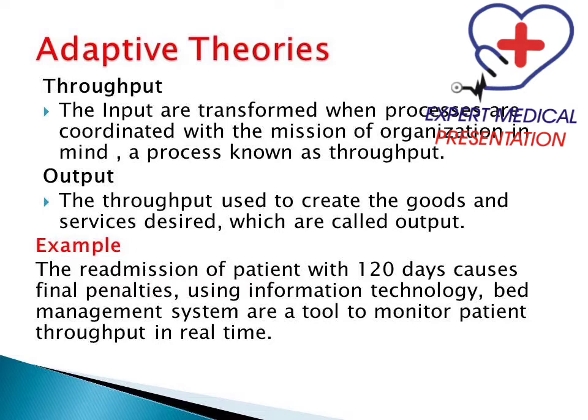Adaptive theories. Throughput. The inputs are transformed when processes are coordinated with the mission of the organization in mind, a process known as throughput. Output. The throughput used to create the goods and services desired are called output. Example: the readmission of a patient within 120 days causes financial penalties. Using information technology, bed management systems are a tool to monitor patient throughput in real time.